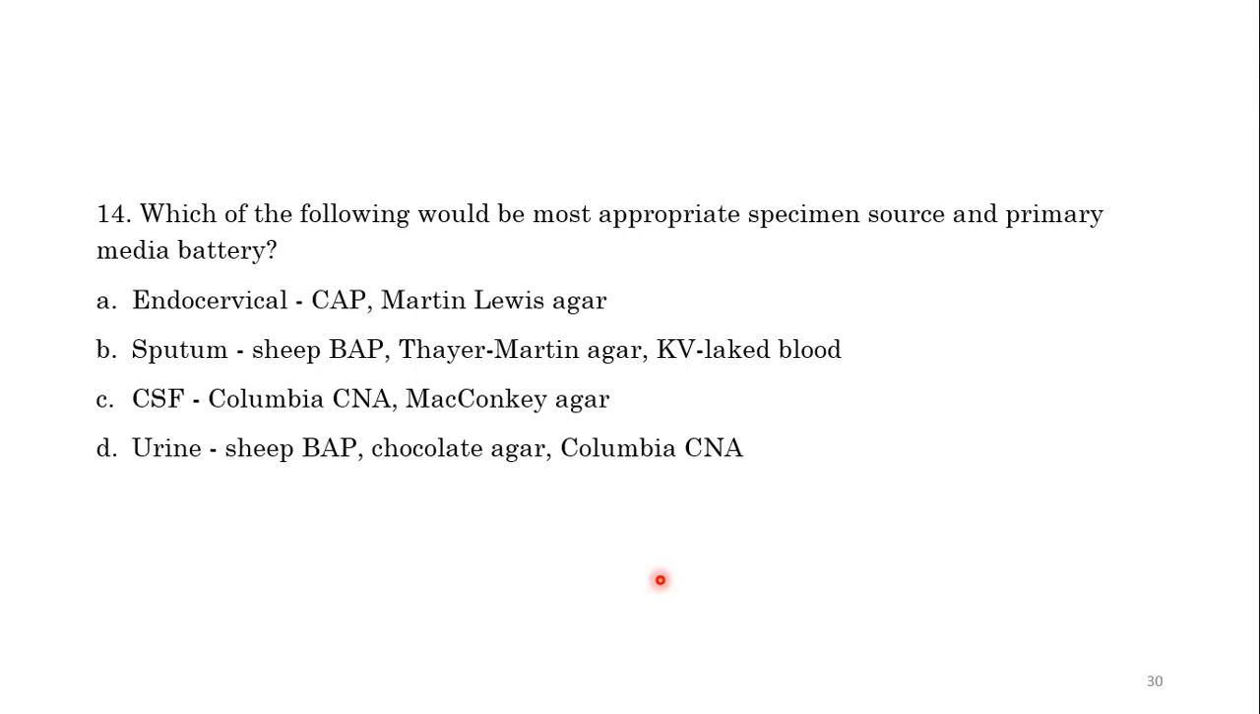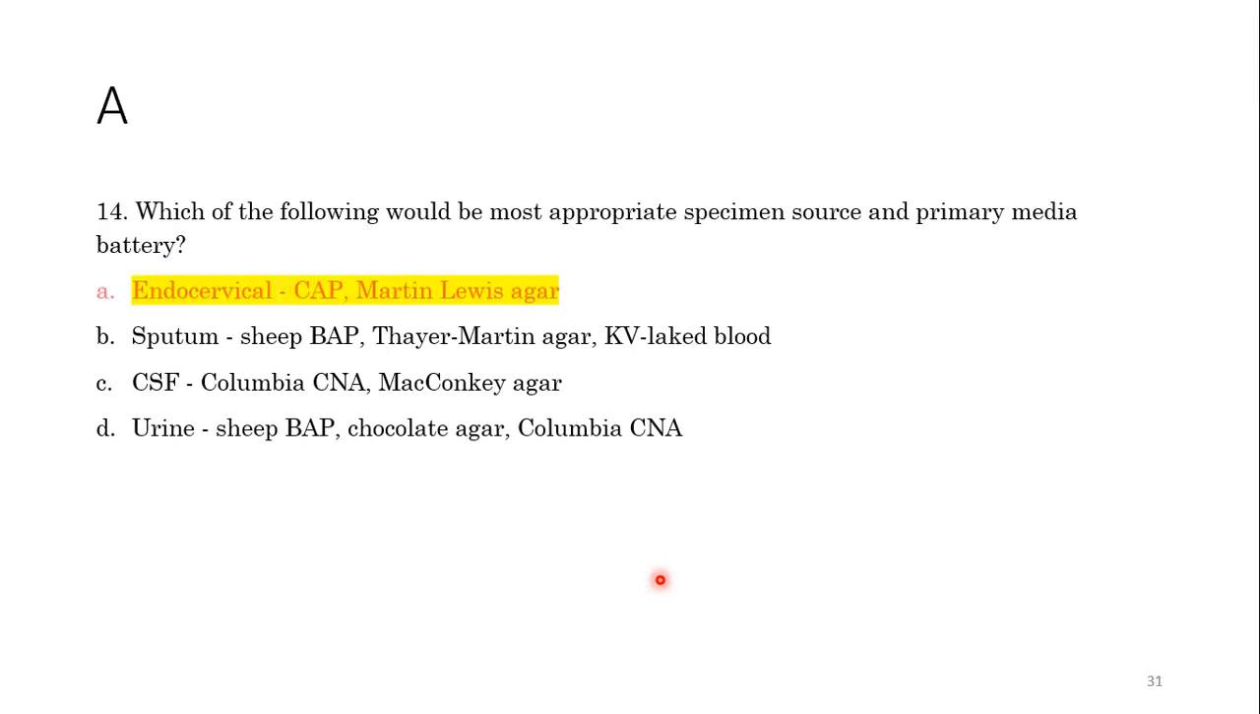The correct answer is letter A, the cervical specimen, chocolate agar plate, Martin Lewis agar. Most probably what you're trying to isolate here is your gonococci or Neisseria gonorrhoeae. Chocolate agar plate would be the best option, since Neisseria gonorrhoeae and the other Neisseria species are fastidious organisms. Martin Lewis agar is one of the selective media for Neisseria, including Neisseria gonorrhoeae. Number 14, letter A.